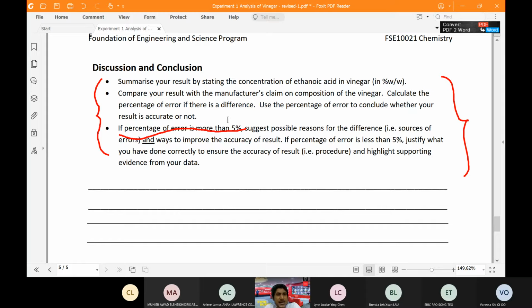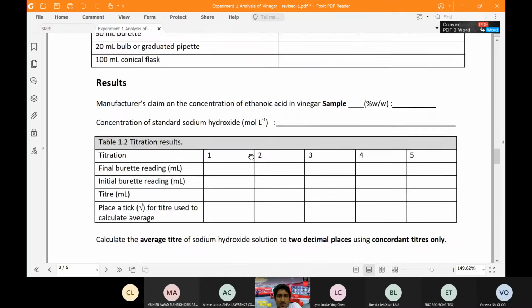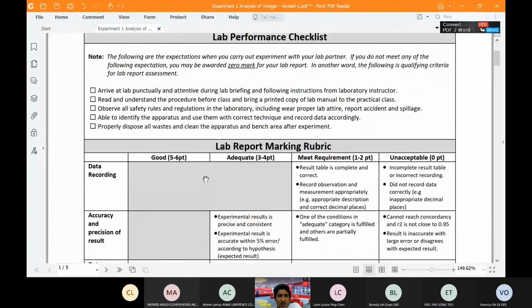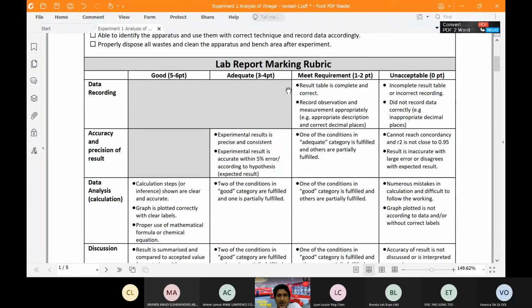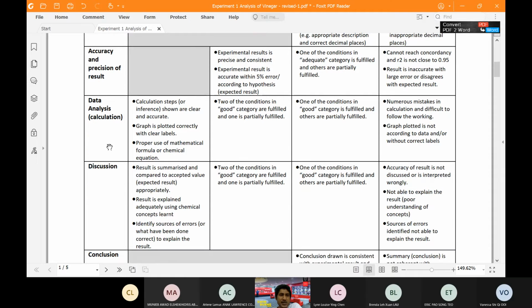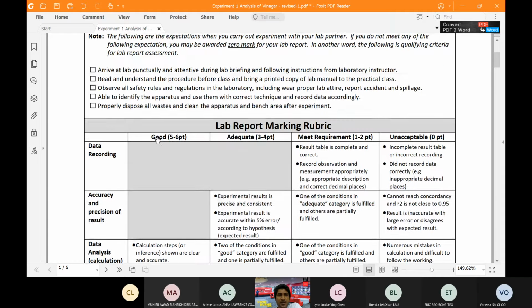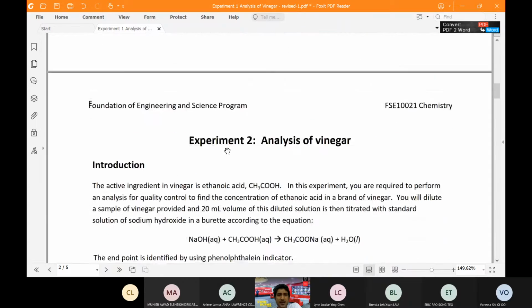Okay, so the discussion, once again, for the sake of the record, you should prepare the lab report based on this rubric given here. When you're preparing, please have a look at it so that you know how you are preparing. From the data recording to accuracy, precision in calculation, and discussion and conclusion, you should see how you can get good points or good results from here.